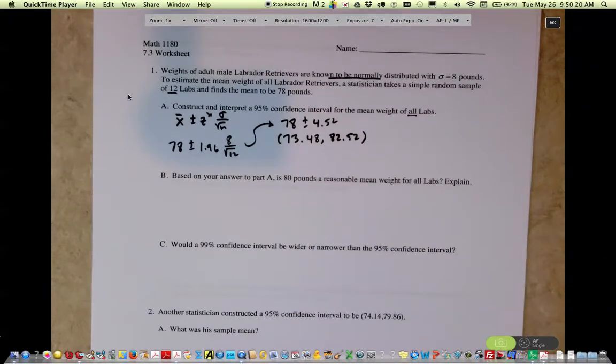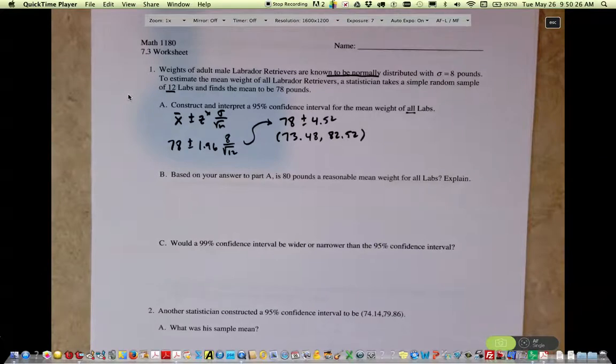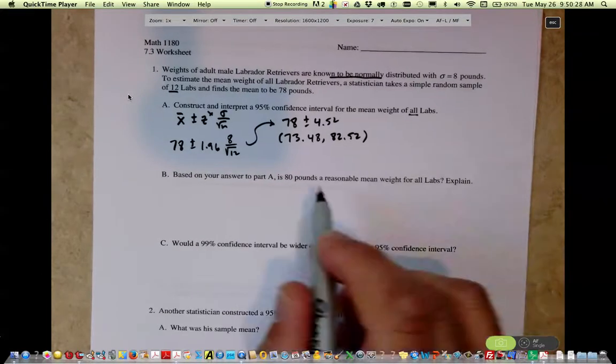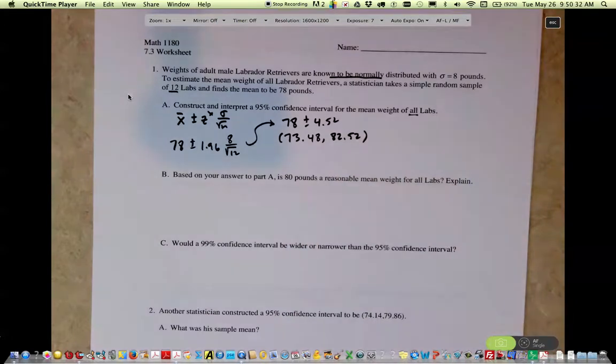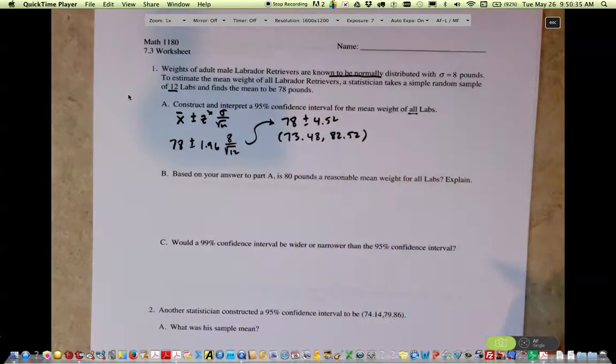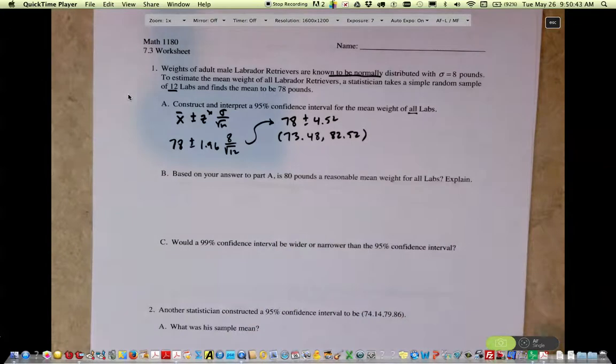Okay, and then Part B says, based upon your answer to Part A, is 80 pounds a reasonable weight for all labs? Right now, I would say that the answer is yes, because 80 is in this interval, and this interval really represents all plausible values that the mean could be. All right, now we're not going to say necessarily that 80 pounds is the exact weight, but it's a reasonable amount because it's one of the numbers that is in the interval.